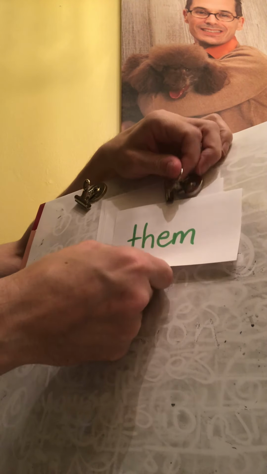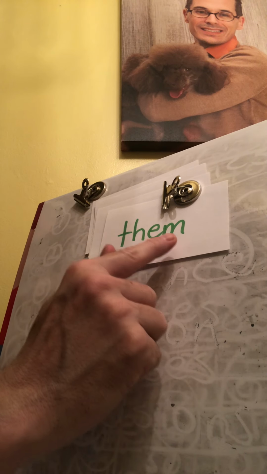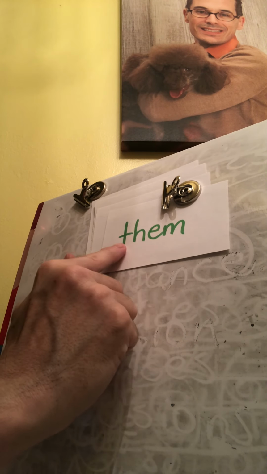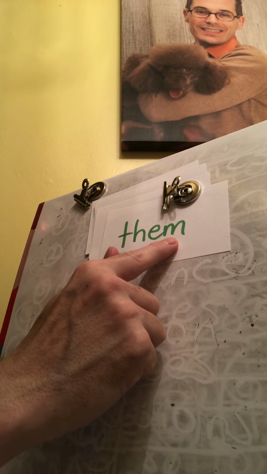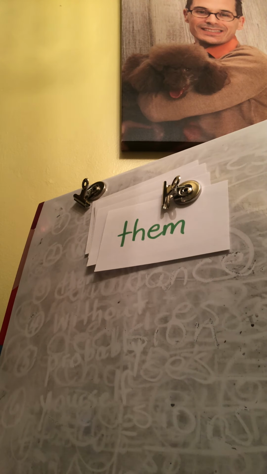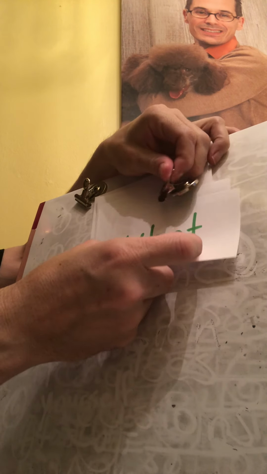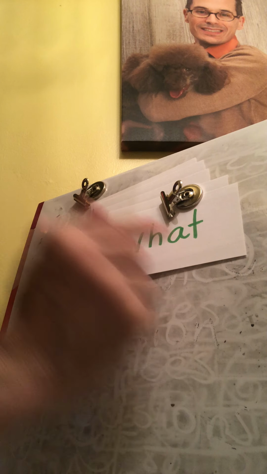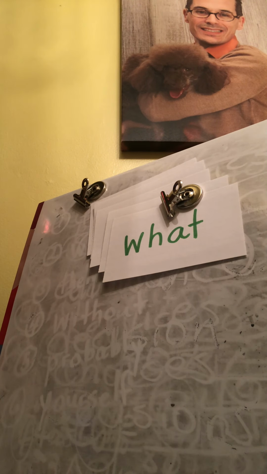How about this one? It has a digraph in the beginning too. Them, them. They ate lunch with them in the park. How about this next one? It has a digraph. What? W-H-A-T, what? What will you do after school today? Okay, see what else you notice.